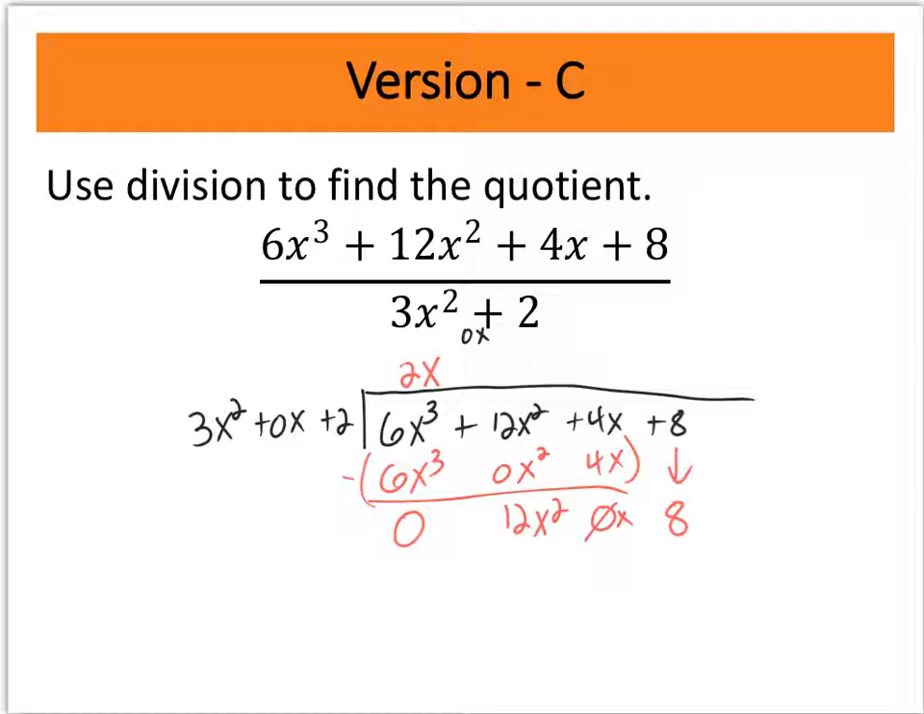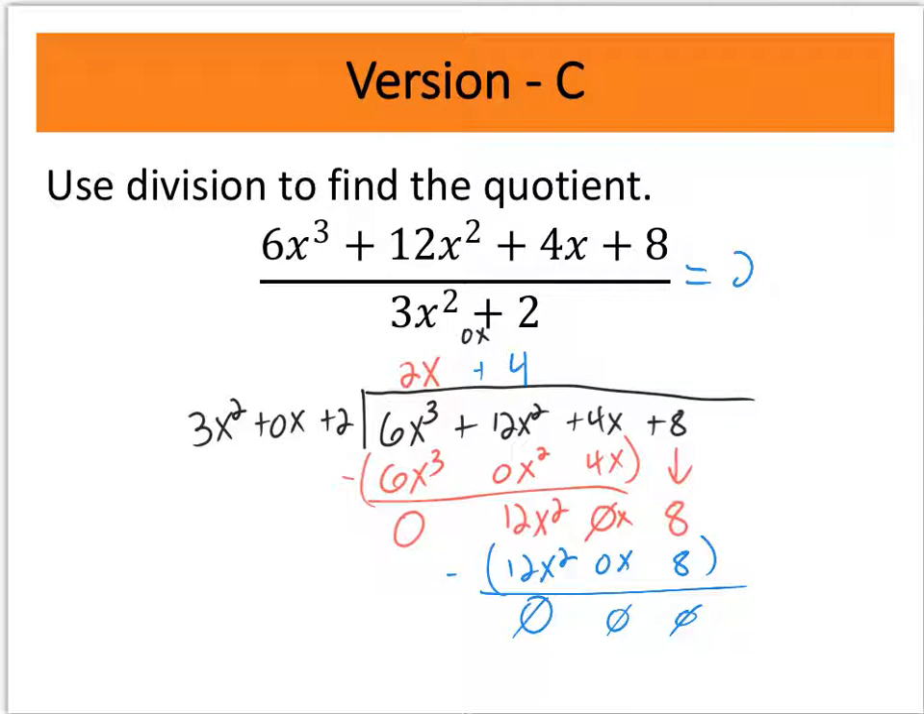I think something multiplied by 3x squared gives me 12x squared. 3 times something is 12. 3 times 4 is 12. Okay, I'm going to have to put 4 up there, so it's a positive 4. 4 times 3x squared is 12x squared. 4 times 0 is 0x. And 4 times 2 is 8. When I subtract, I get 0, 0, 0. The solution to this is 2x plus 4.